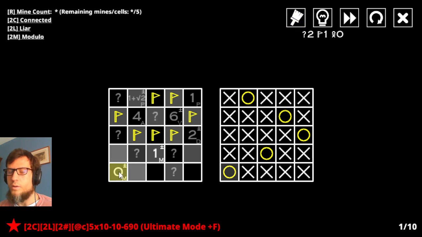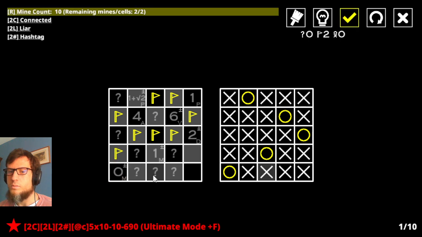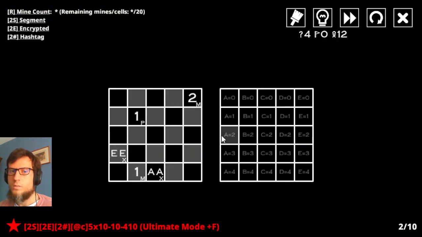This is a 1 now. Which means if this is a mine, it would be trapped. So that's the one that has to be a mine. Both of these are gone. And now, fill in. Alright. Right now, segment and we're unencrypted. Okay.